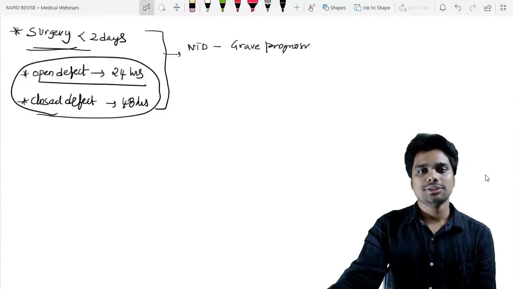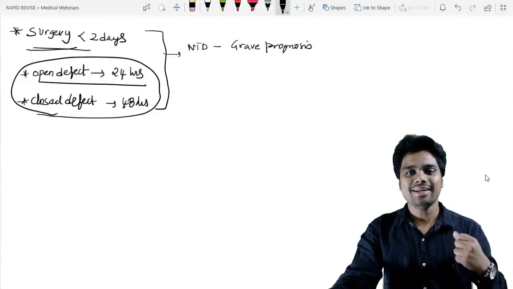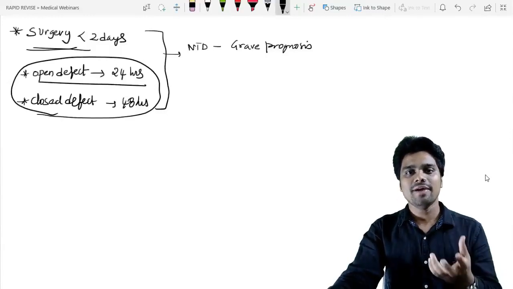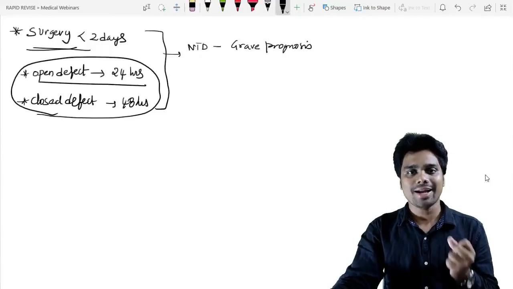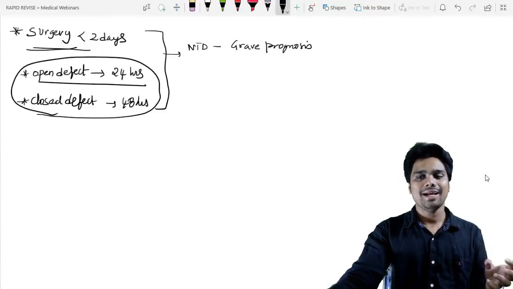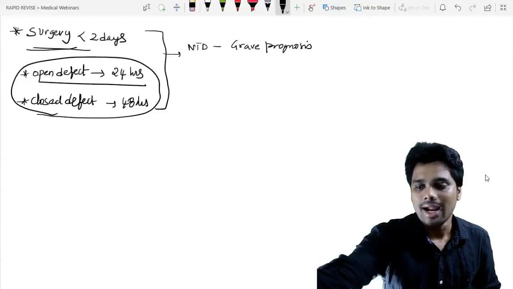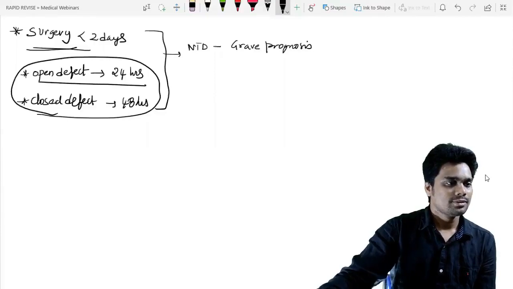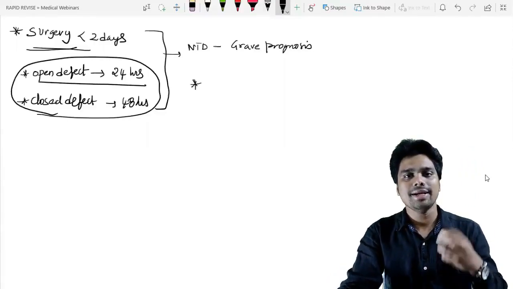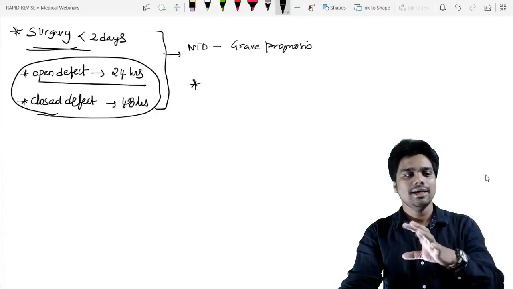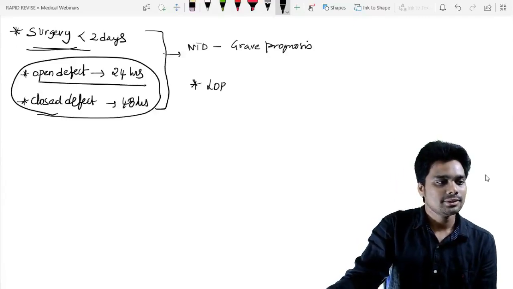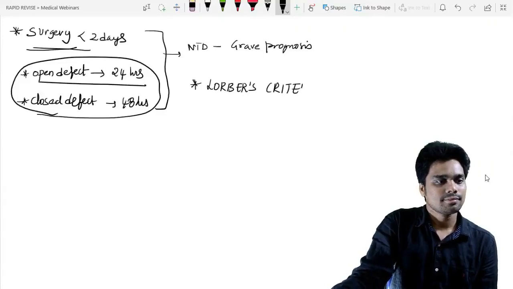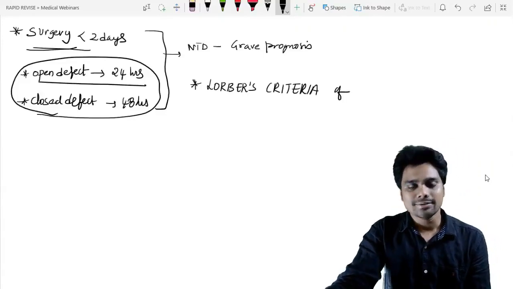Okay, a neurosurgeon cannot go and start treating each and every patient. He cannot perform surgeries on all the people or all the infants with neural tube defects, right? There should be a criteria whether to operate a child or not to operate a child, and the criteria which tells you whether to operate a child or withhold the surgery is known as Lorber's criteria of surgical management in neural tube defects.